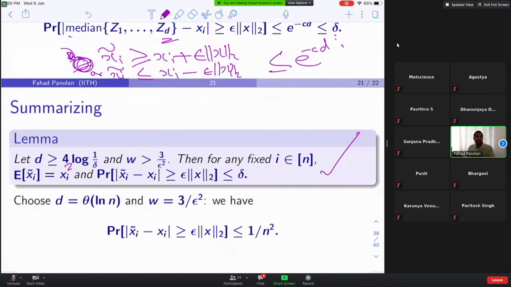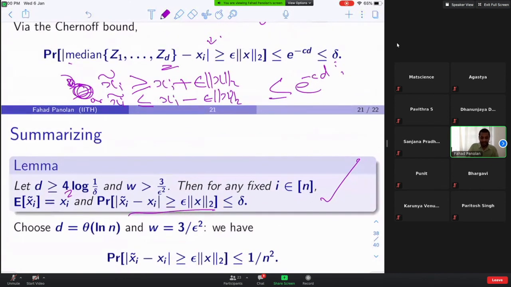So for any fixed i, the expected value of xi tilde is xi, and the probability that your estimate is much more than xi away is upper bounded by delta. And what is the meaning of much more than? It is written here. Either it is getting too much overestimate or too much underestimate, because there is an absolute value written there. Now I want to say that it should happen for all i with a good probability. Like with a good probability for all i, xi tilde is a good estimate.